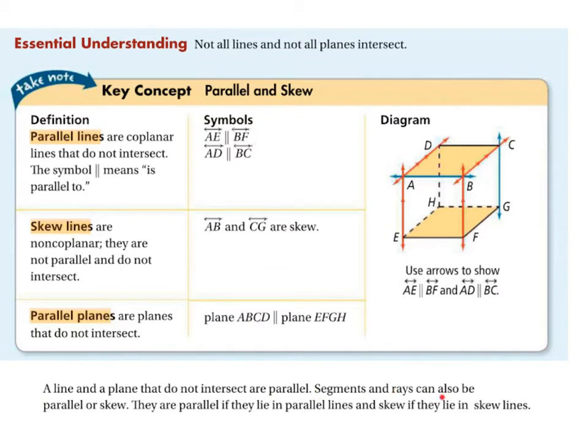Now, segments and rays can also be parallel or skew. Segments and rays are just parts of lines, so they can also do the same thing that the lines do and be parallel if they're on the same plane, or skew if they're not. If they lie in parallel lines, or they're some portion of a parallel line, they are parallel, and they're skew if they lie in skew lines. Because again, segments and rays are just portions of lines.